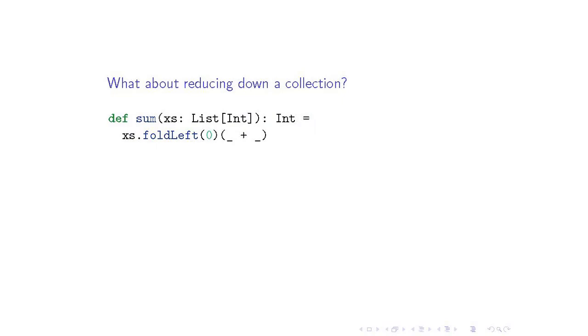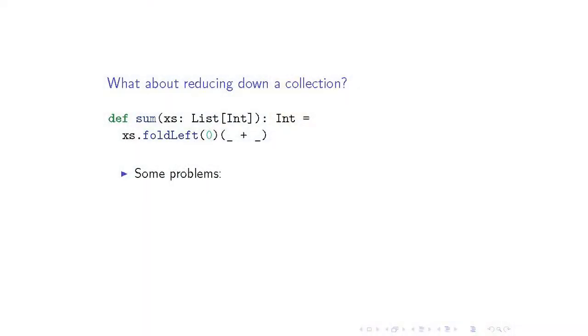Let's try a different example. What about reducing down a collection? Here, we're taking a list of ints, and we're producing an int. Certainly, the name suggests that we should be summing this list of ints, and the implementation here certainly does that. However, there are some problems with this, as before. We can still cheat with our knowledge of int, right? As far as the compiler is concerned, I can return any integer that I want, and it will be happy because I returned an int.